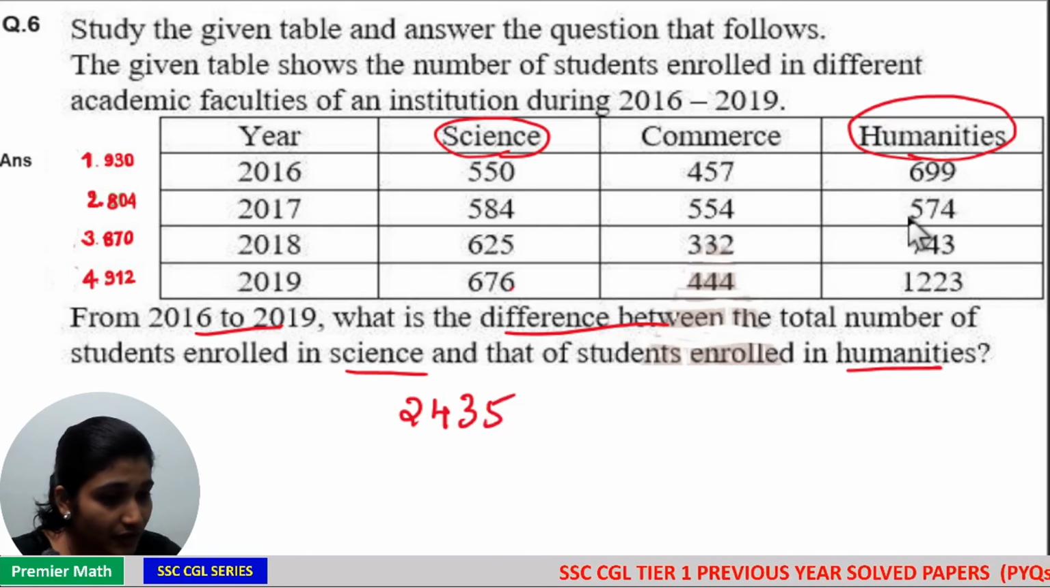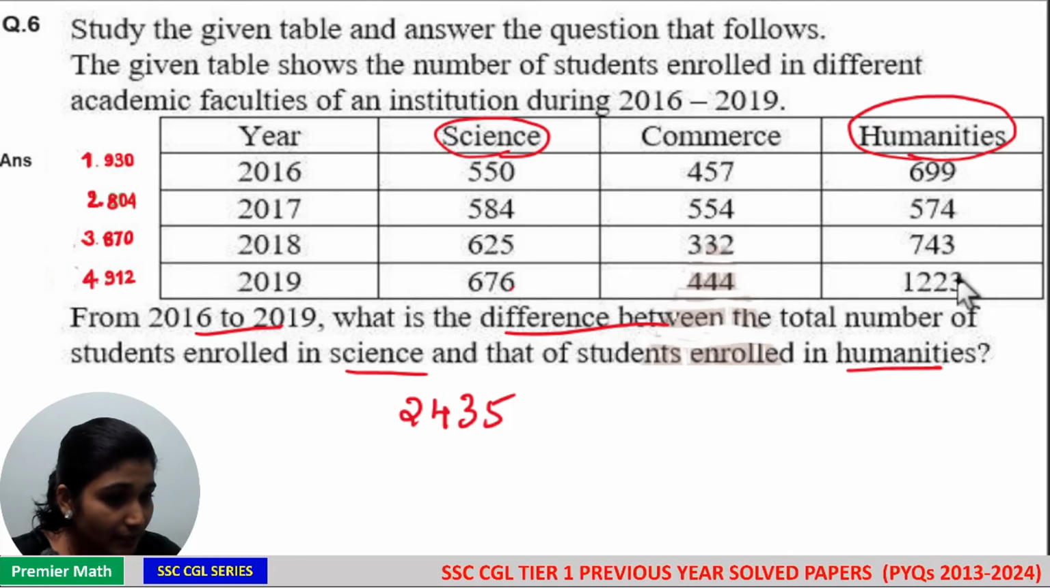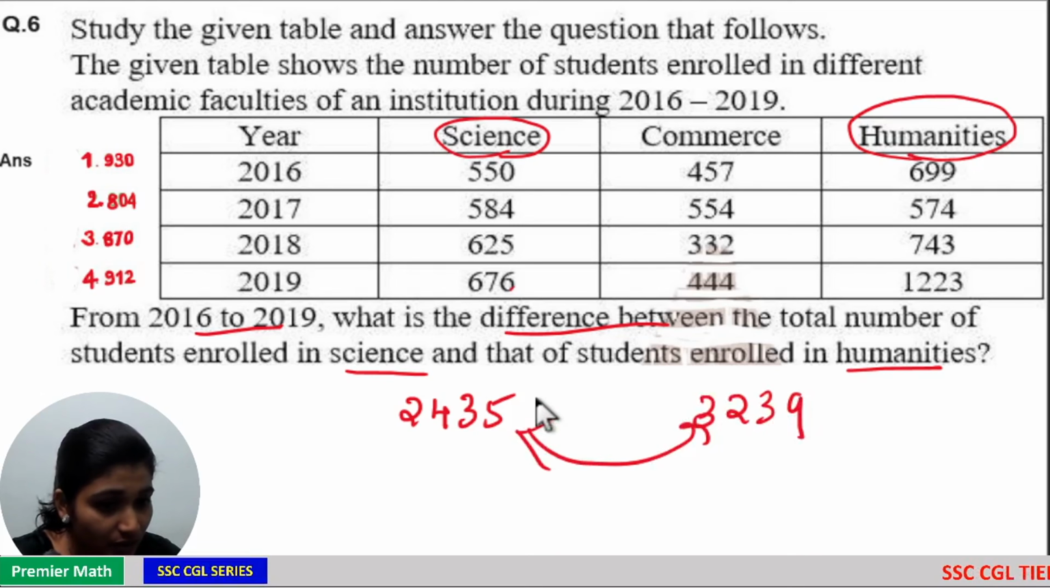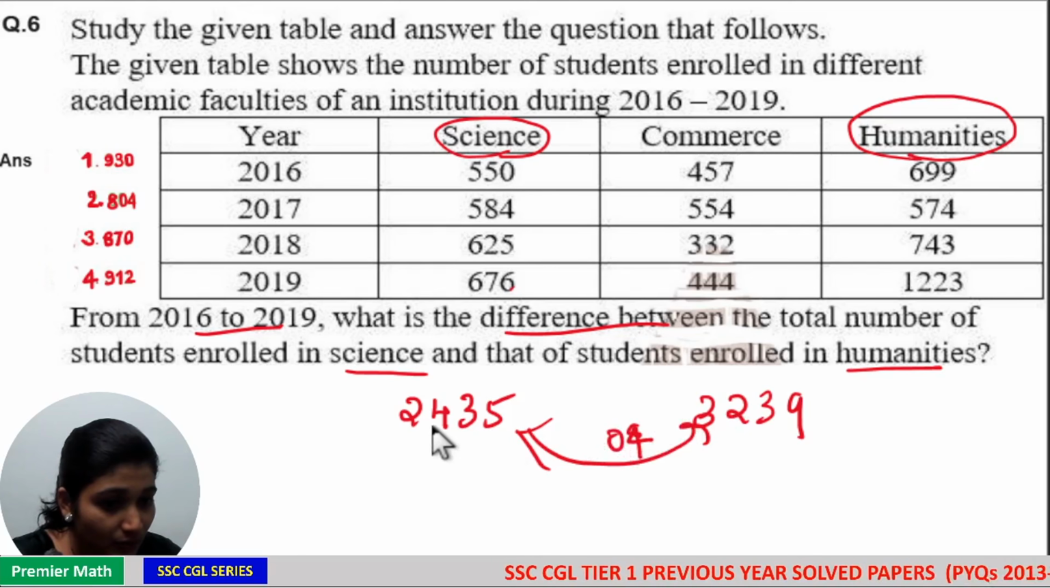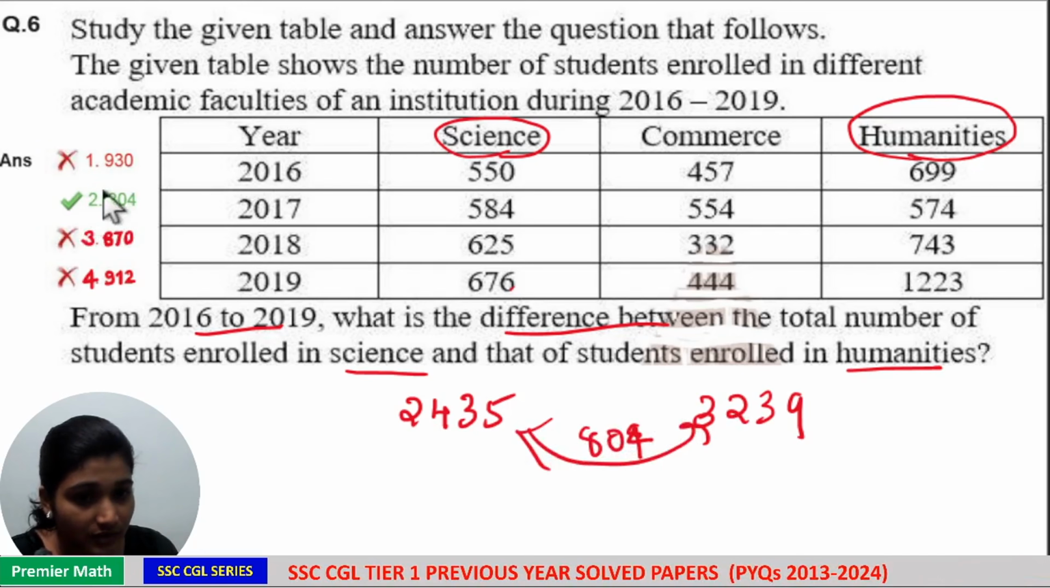Here take it as 700. 700 plus 500, 1200, 1200 plus 1200, 2400, 2400 plus 700 is 3100. Now 70 plus 40, 110, 110 plus 20, 130, 130 plus 9, 139. 139 plus 3100 is equal to 3239. Now difference between these two is equal to 9 minus 5, 4. 3 minus 3 is 0. 32 minus 24 is 8. Option 2 is your answer. 84 is the difference.